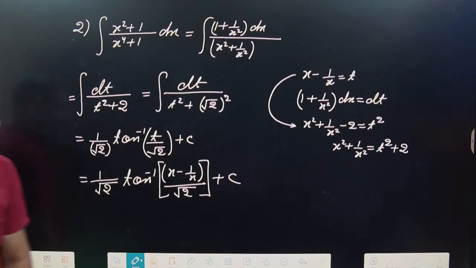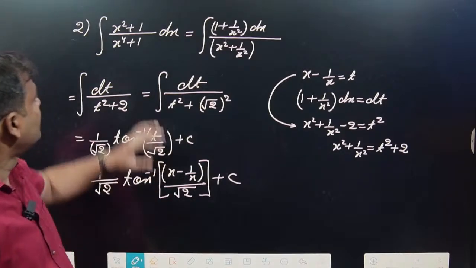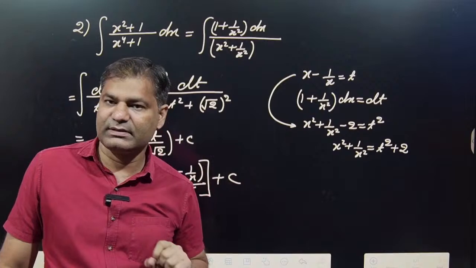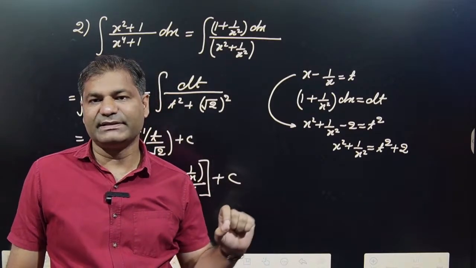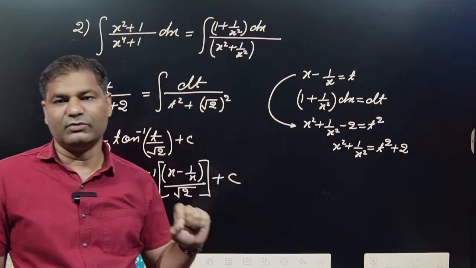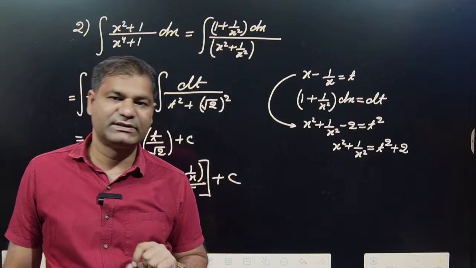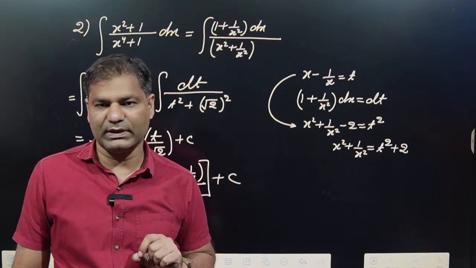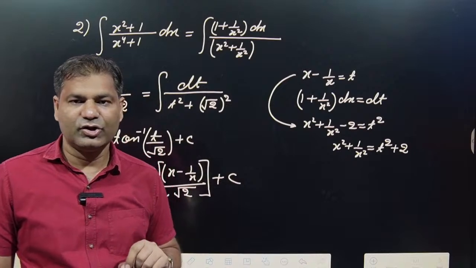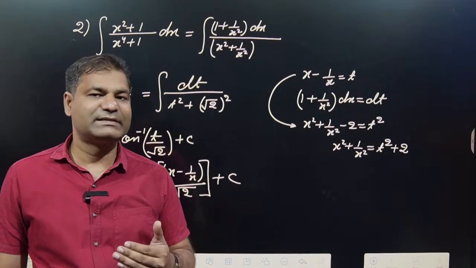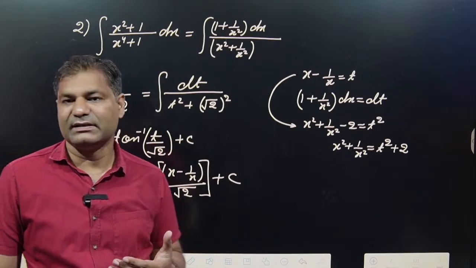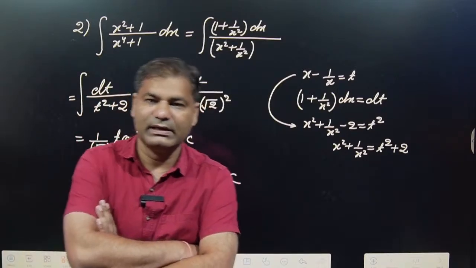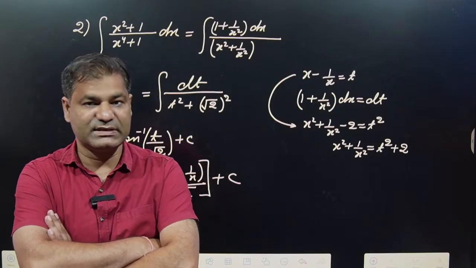I will explain again. Here the integral of (x square plus 1) upon (x to the power 4 plus 1) dx is given. How can we solve it? Dividing the numerator and denominator by x square, we get (1 plus 1 upon x square) dx divided by x square plus 1 upon x square. After that we take x minus 1 upon x as t. Then its differentiation is (1 plus 1 upon x square) dx, which is replaced by dt.